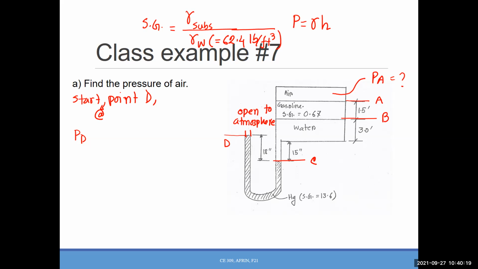You can use gamma HG, gamma W, gamma gasoline. That will help you decide which one you use. Yes, that is correct. And one more thing, are you seeing some of the depths that are in inches? You also need to convert that into feet: you divide 18 inches, 16 inches by 12.